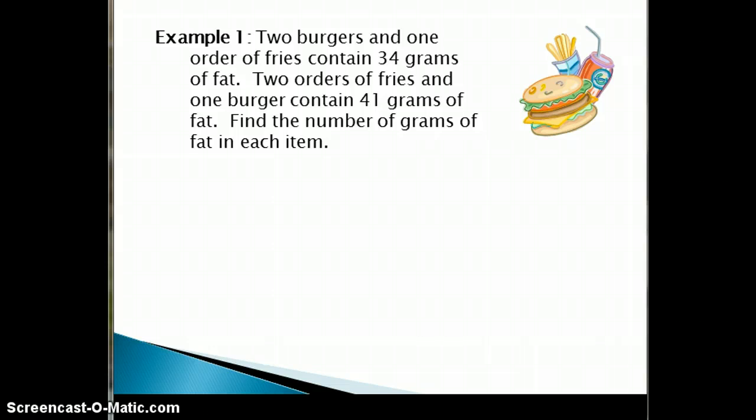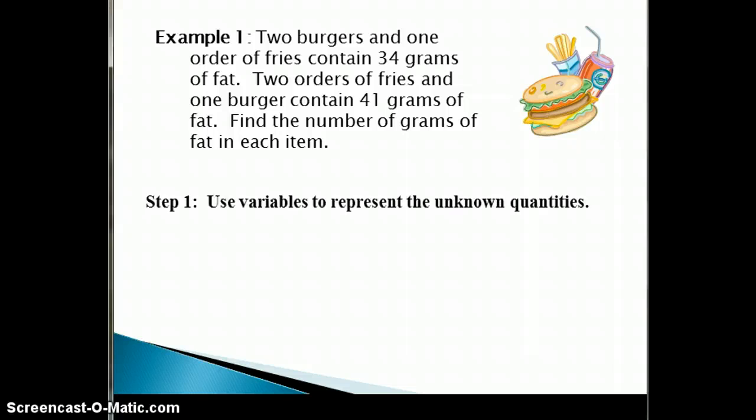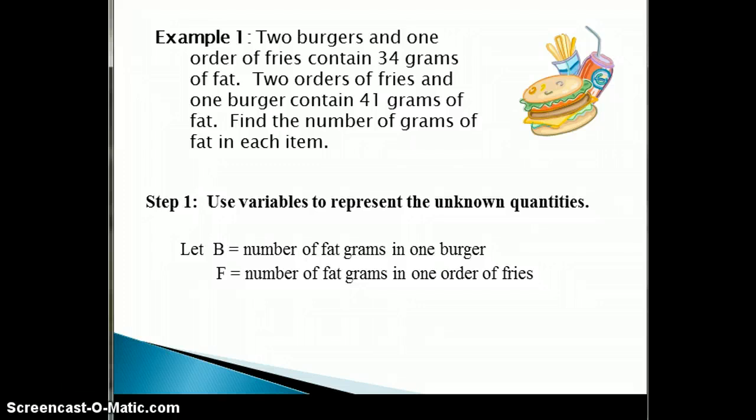This first example reads, 2 burgers and 1 order of fries contain 34 grams of fat, and 2 orders of fries and 1 burger contain 41 grams of fat. Find the number of grams of fat in each item. So remember, our first step is to use variables to represent the unknown quantities. So let's let B equal the number of fat grams in 1 burger, and let F equal the number of fat grams in 1 order of fries.